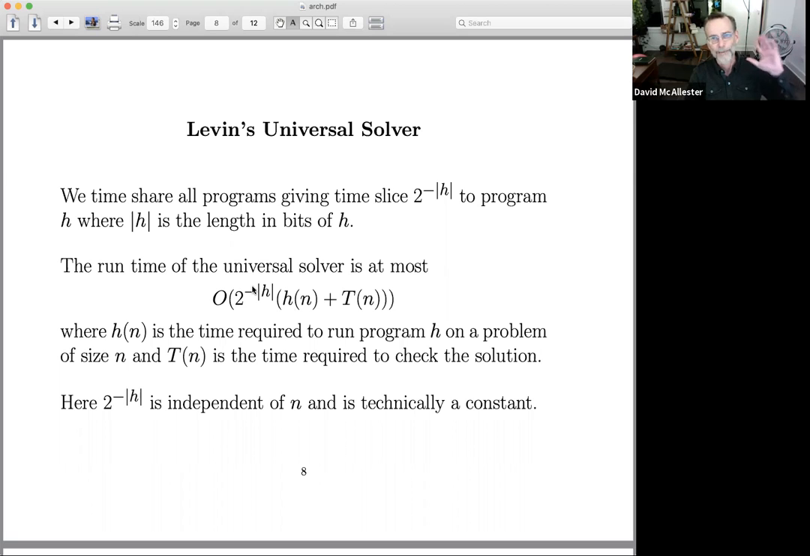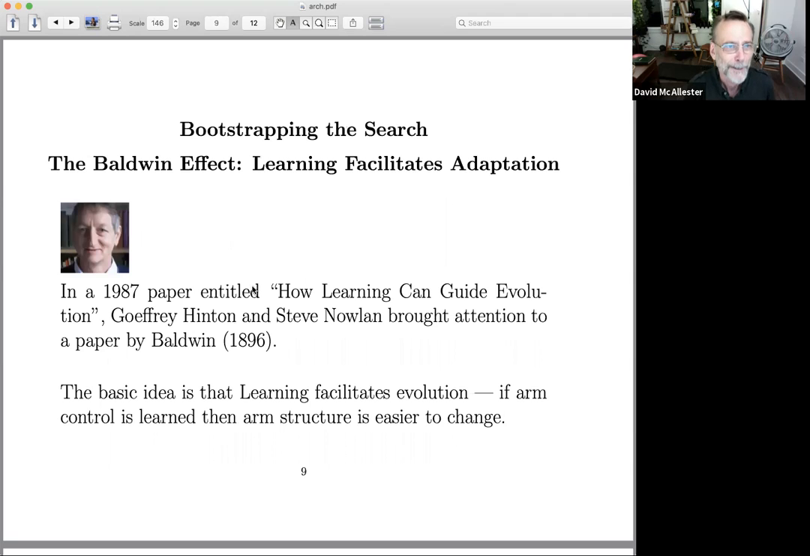So this is another warning. If you encounter this Levin search thing, alarm bells should go off.